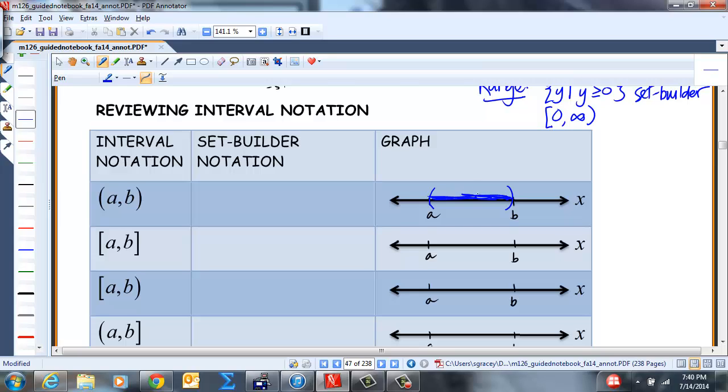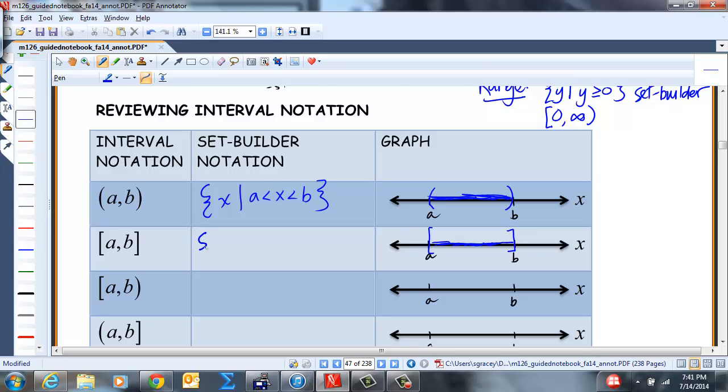Right? So in set builder notation, we would say x such that A is less than x, which is less than B. So that means the endpoints are not included. Now the next case is where the endpoints are included. So for the graph, you use the square brackets. They're like the closed circle.